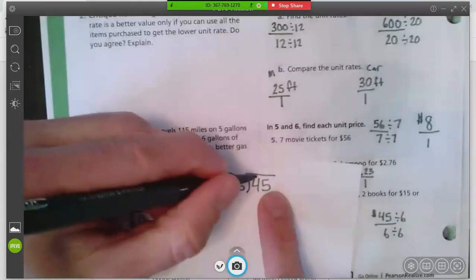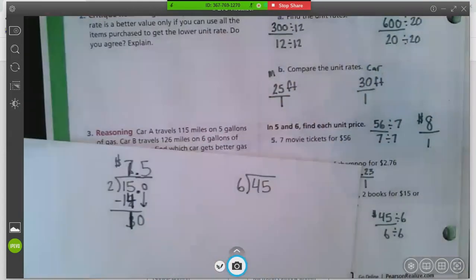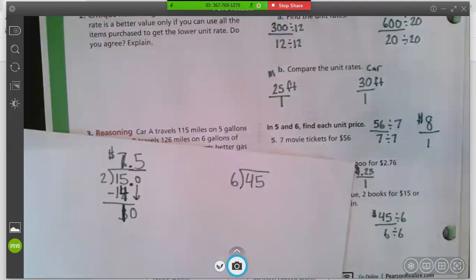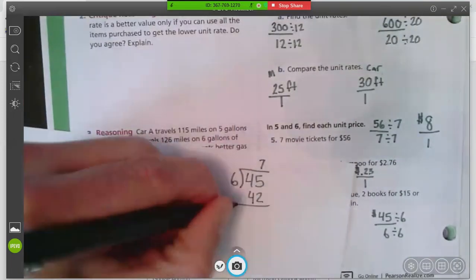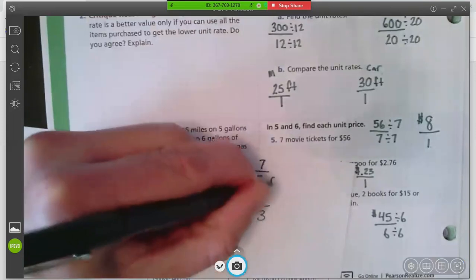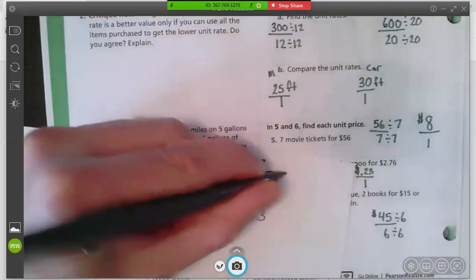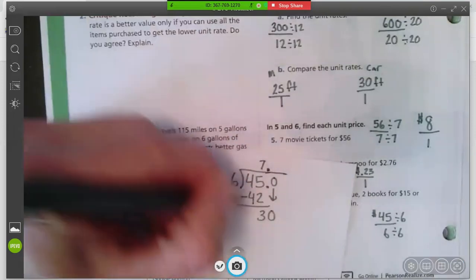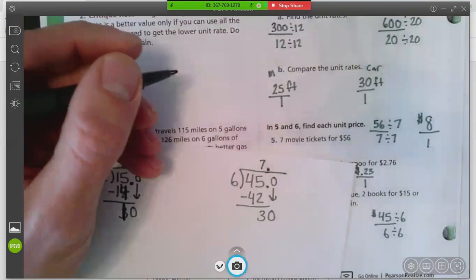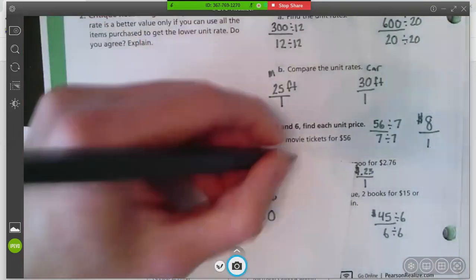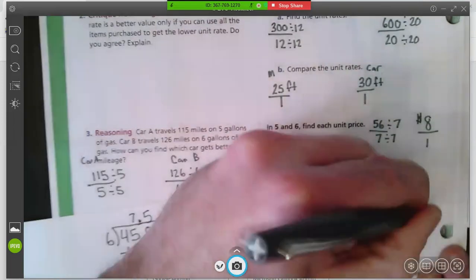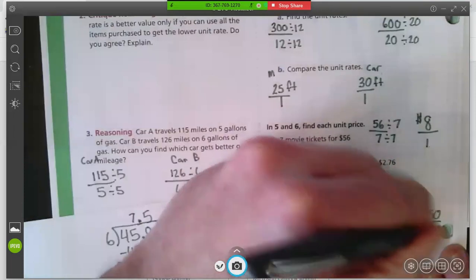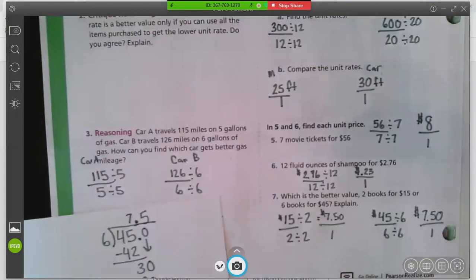So how many times does 6 go into 45 without going over? 7. Good job. 7 times 6 is 42, and that leaves 3. I'm going to put my decimal point here and bring down the 0. How many times does 6 go into 30? 5. So I'm going to put this as $7.50 over 1. So what's the better value?